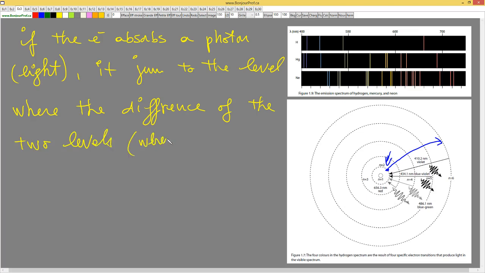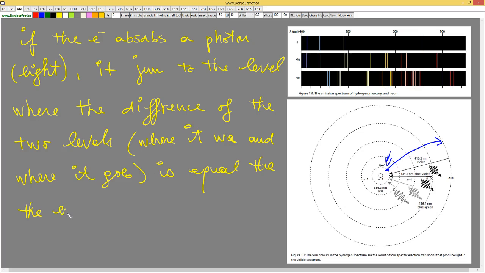where it was and where it goes, the difference of the two levels is equal to the energy absorbed, to the energy of the photon of the light.